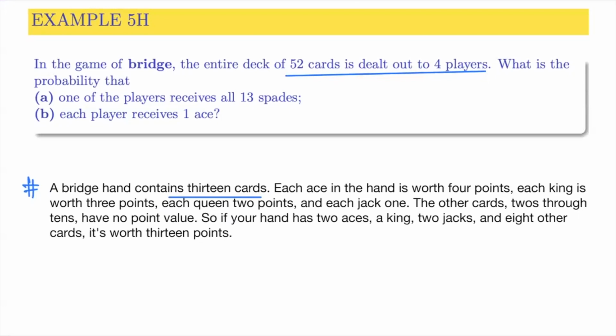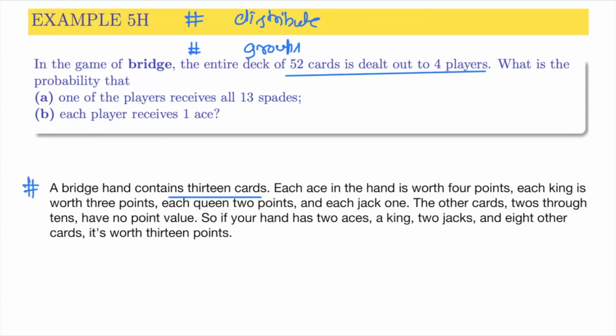So 52 cards I need to distribute to 4 players. For this purpose, I'm going to use the multinomial. In multinomial, there are 2 things you need to always remember. First is distribute. Second is groups. Whenever you need to distribute, like here, 52 cards into 4 players, everyone is getting 13, 13, 13, 13 there.